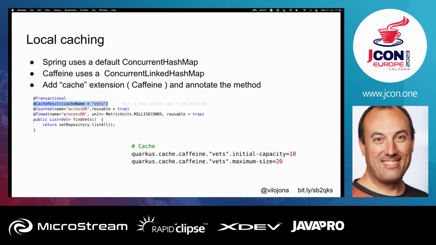With local caching, it's more or less the same. It's a similar implementation. We are going to add the cache result annotation to a method that we want to cache the information, and that's it. It's a string replace, basically. And we can configure the behavior of this cache in the properties file, specifying the initial capacity or even the size for this cache.